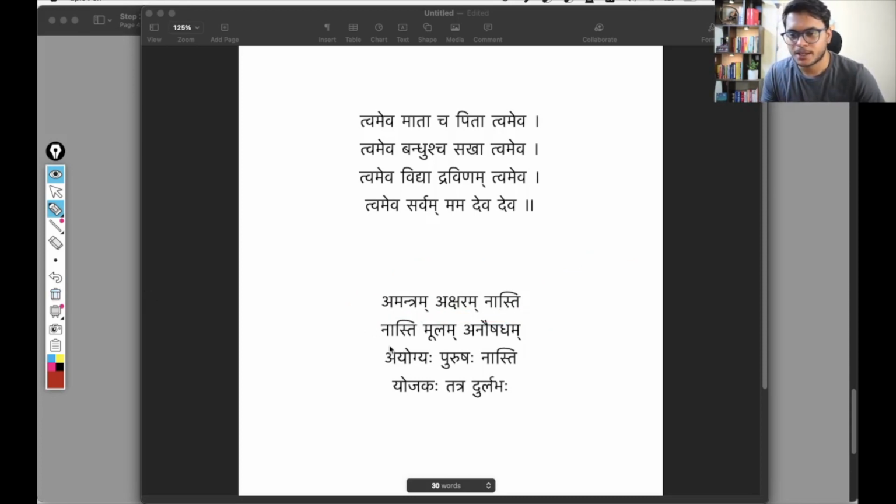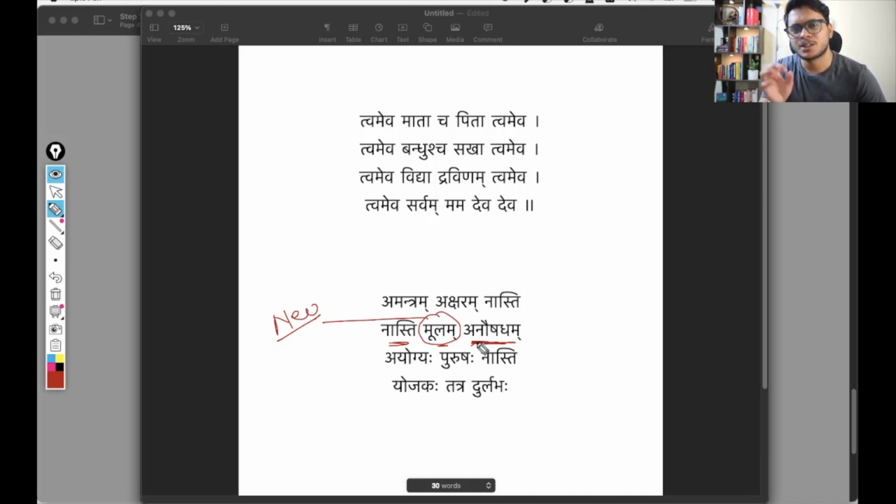Okay. Second line, nasti moolam anaushadham. This word moolam is a noun, again a neuter gender word. Moolam means root, the root of a tree. In ancient times they used to make a lot of medicines from the root of the trees. In Ayurveda, we still do. And aushadham, you already know. Aushadhi means medicine. And anaushadham, as you attach a prefix to mantram it negates its meaning.